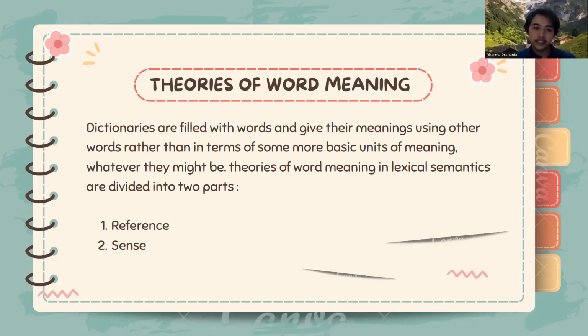Theories of word meaning. Dictionaries are filled with words and give their meanings using other words rather than in terms of some more basic units of meaning, whatever they might be. Theories of word meaning in lexical semantics are divided into two parts. The first is reference and the second is sense.